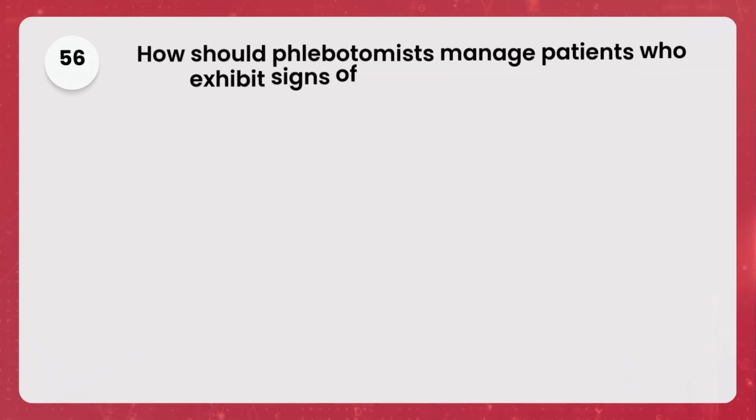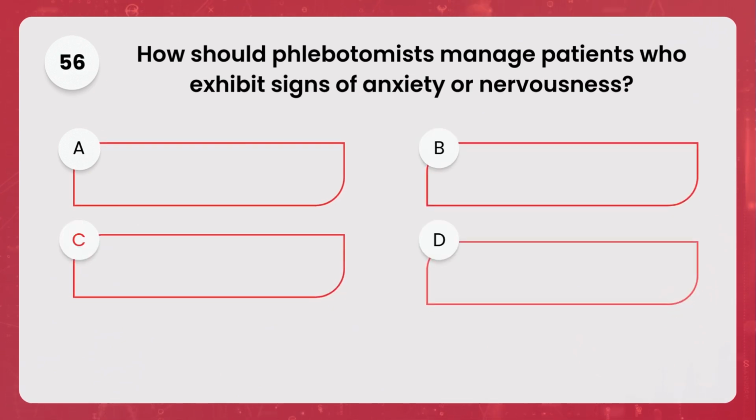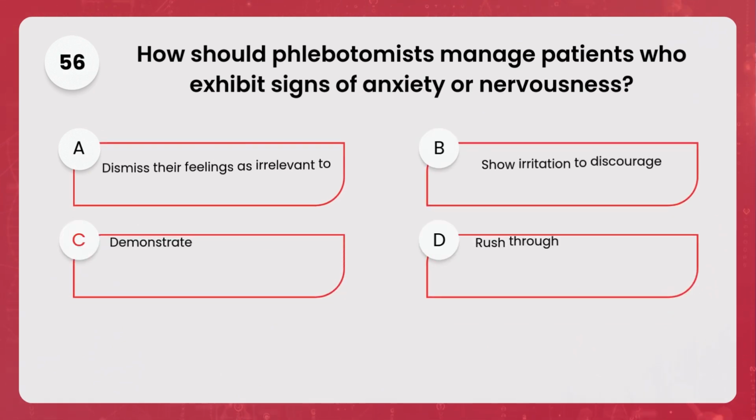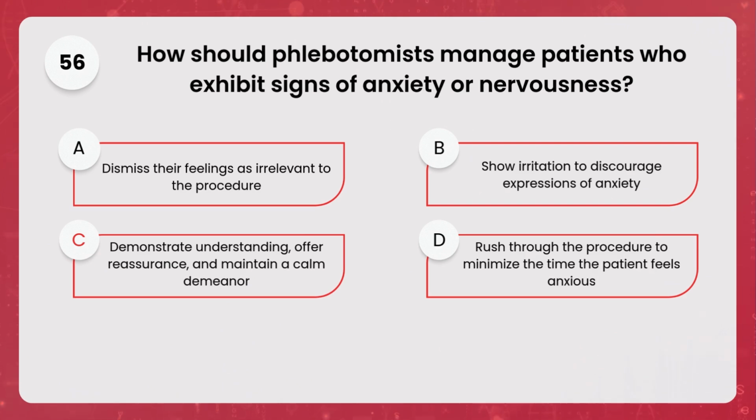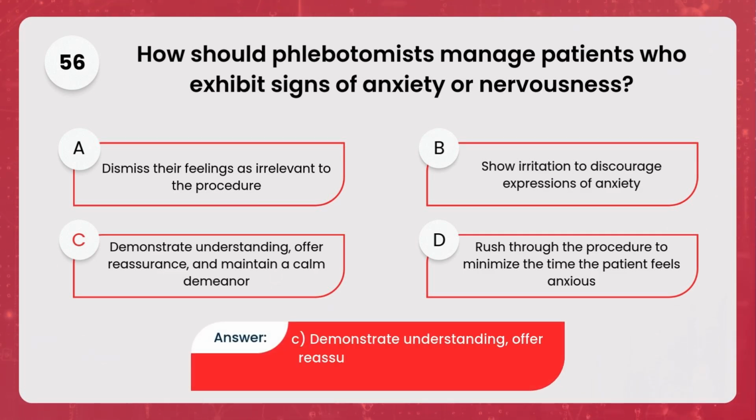Number 56. How should phlebotomists manage patients who exhibit signs of anxiety or nervousness? A. Dismiss their feelings as irrelevant to the procedure. B. Show irritation to discourage expressions of anxiety. C. Demonstrate understanding, offer reassurance, and maintain a calm demeanor. D. Rush through the procedure to minimize the time the patient feels anxious. The answer is C. Demonstrate understanding, offer reassurance, and maintain a calm demeanor.